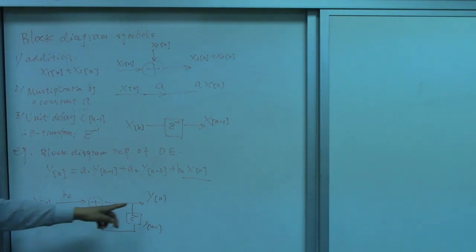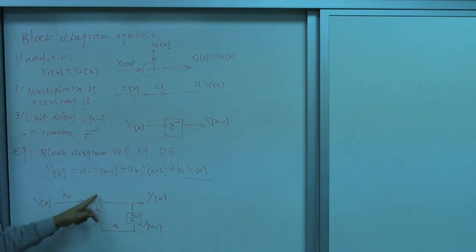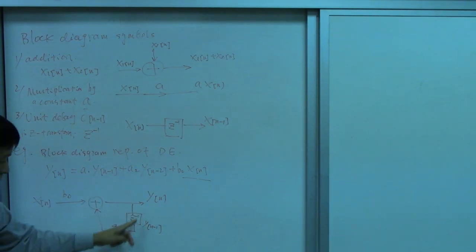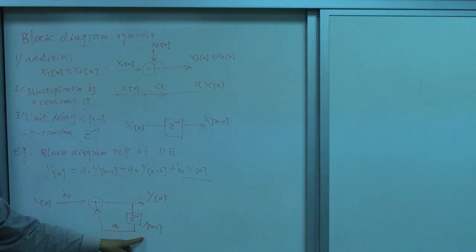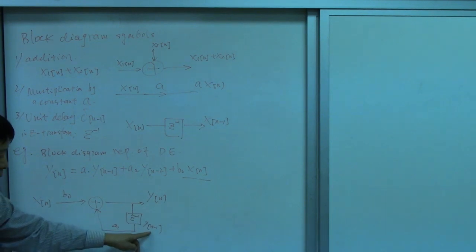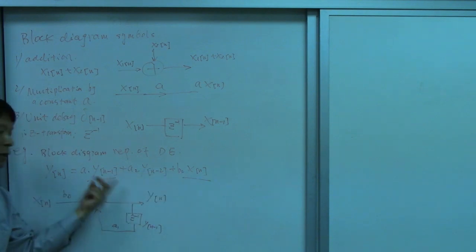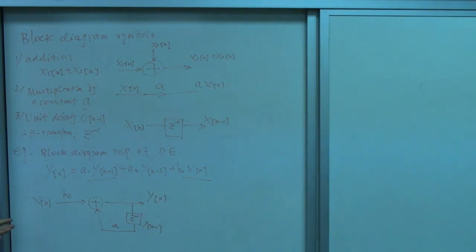So that means Yn equals the addition of input times b0, then plus the unit delay of output, which is Yn minus 1, then times a1. Okay, add to this term. Sure, we still have another term to treat, but right now Yn equals this plus this. Does that make sense?